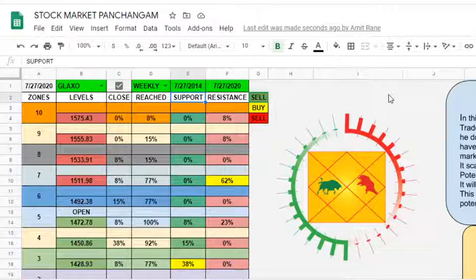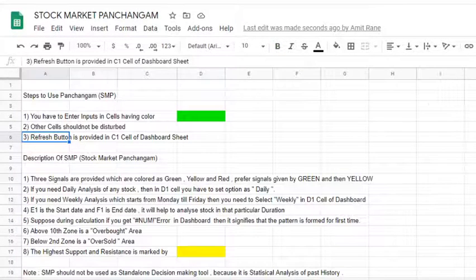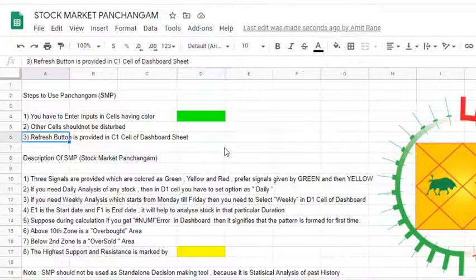In this video, we will be discussing the instructions, how to use SMP, what are the different inputs and what are the different outputs of SMP. So one by one we will discuss. First of all, we'll go to the instruction sheet. We will see what the instructions are.